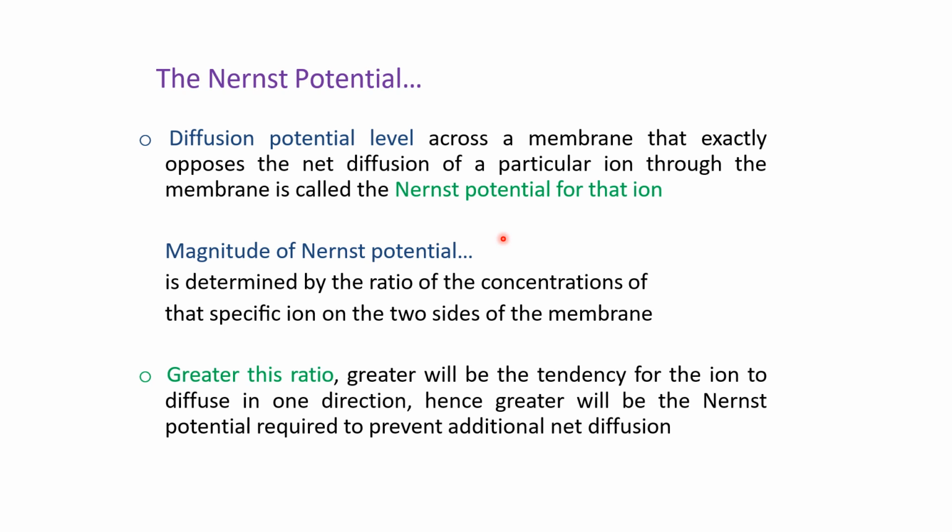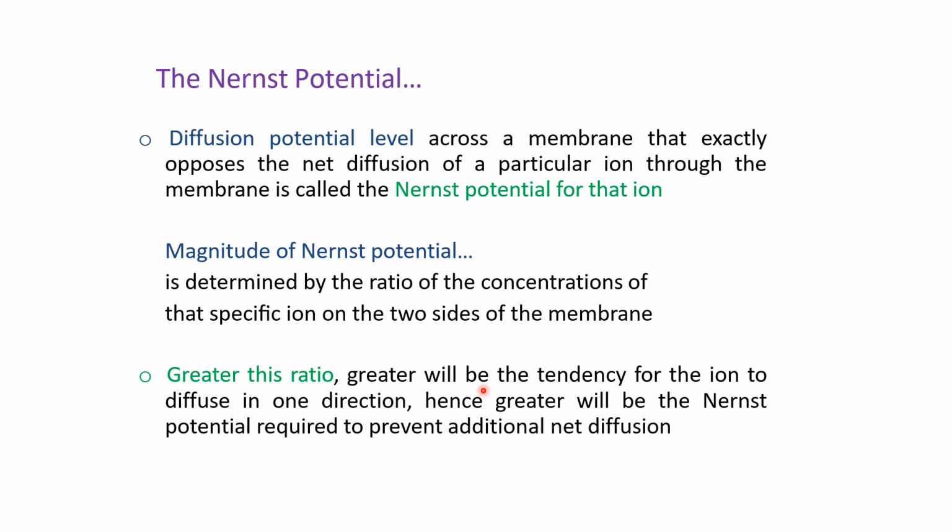This is one more slide for the same, which I have explained. The magnitude of the Nernst potential is determined by the ratio of the concentration of that specific ion on the two sides of the membrane. Suppose the Nernst potential for sodium, I have told you, is plus 60. It is determined by the ratio of concentration of ions inside and outside. Calculating with the help of that formula, E equals plus or minus 61 log of concentration of ions inside and outside, we can get the value.